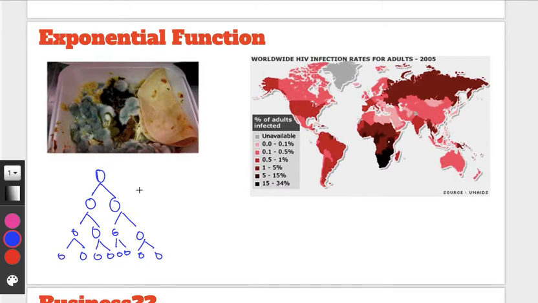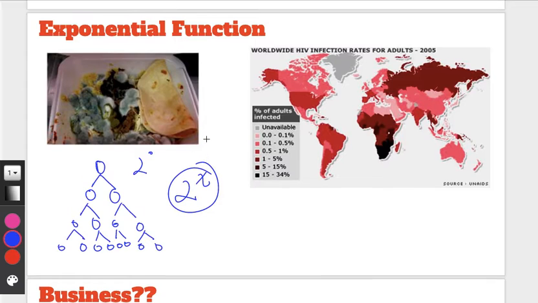This can be modeled by 2 to the x power. The beginning is 2 to the 0 power, which is 1, then 2 to the first power, then 4, 8, then 16. So it's doubled every 5 minutes. Of course, a real life situation can be even crazier than this, but this is the idea of how an exponential function looks in a real life situation.